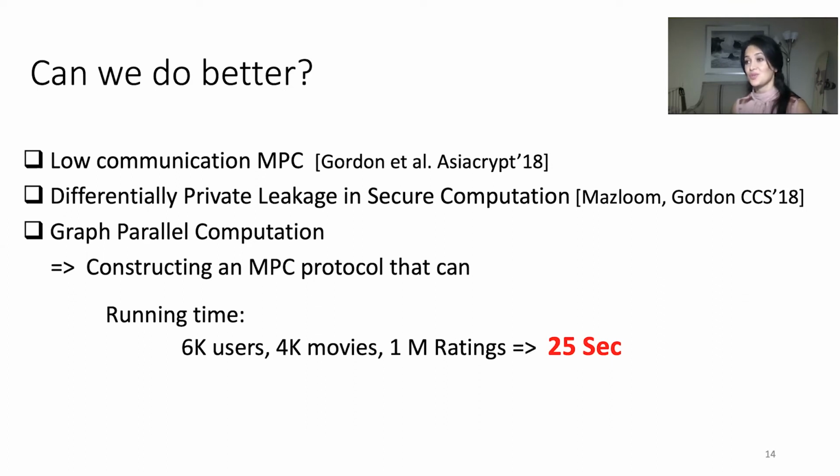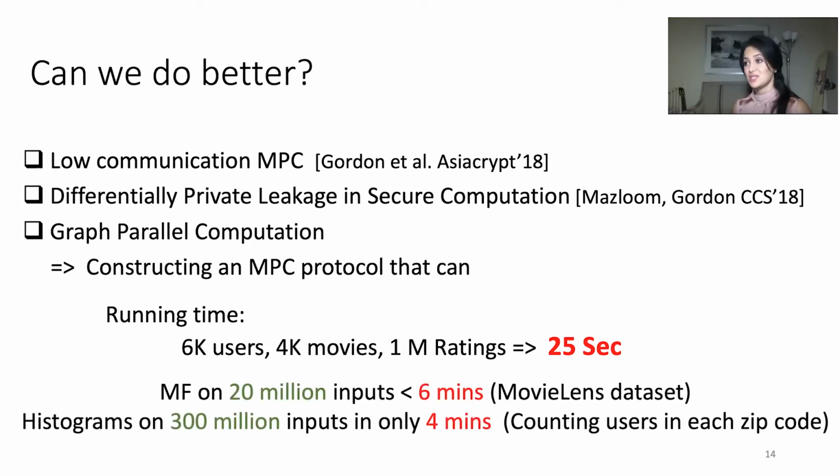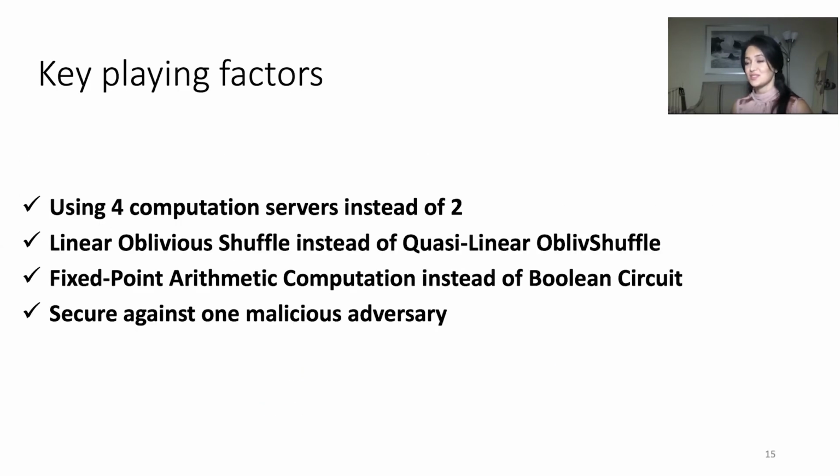This protocol also can perform at larger scale data. For example, we can compute matrix factorization on matrices with size 20 million records in less than 6 minutes, or even compute histogram or counting problem on 300 million users, like what they can compute in census data gathering, in almost 4 minutes. To achieve these results, inspired by Gordon et al.